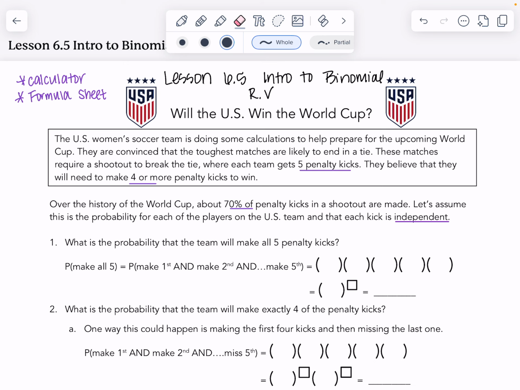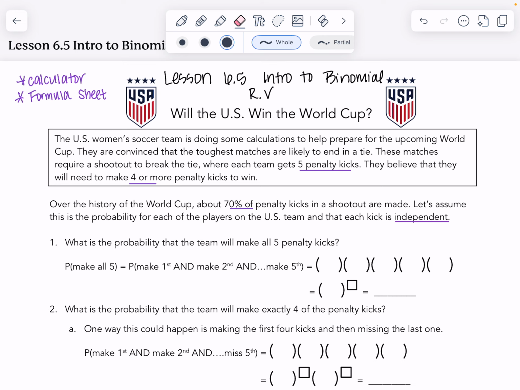The U.S. women's soccer team is doing some calculations to help prepare for the upcoming World Cup. They are convinced that the toughest matches are likely to end in a tie. These matches require a shootout to break the tie, where each team gets 5 penalty kicks. They believe that they need to make 4 or more penalty kicks to win. Over the history of the World Cup, about 70% of penalty kicks in a shootout are made. Let's assume this is the probability for each of the players on the U.S. team and that each kick is independent.